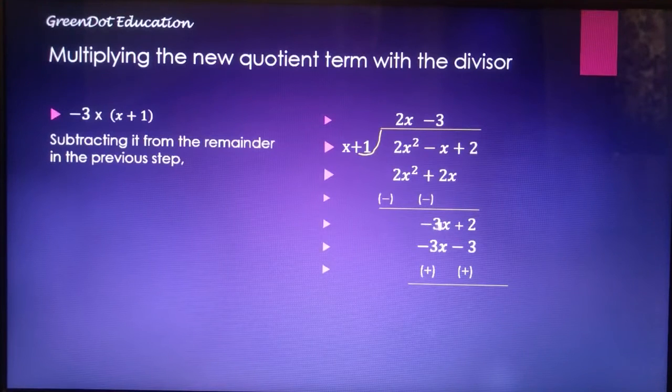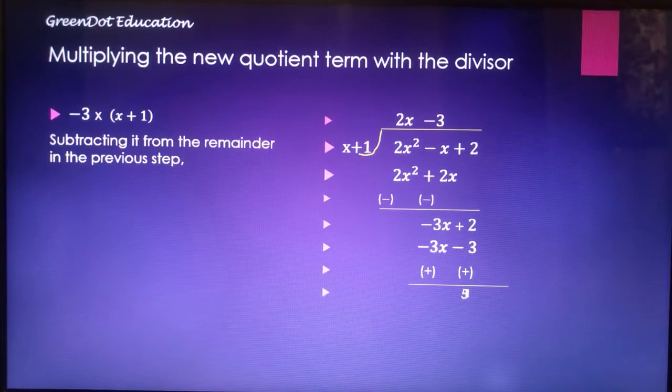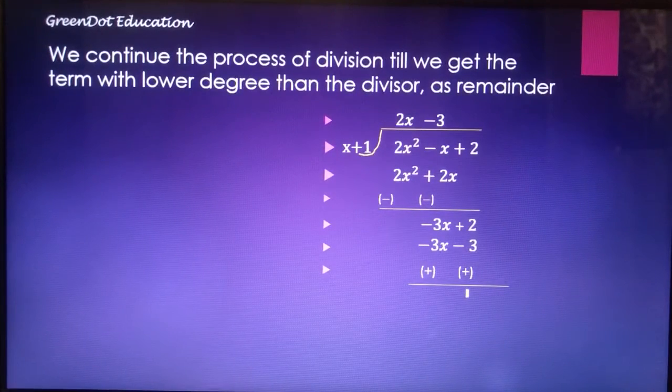Now subtracting this term from the dividend we got in the last step, we get here minus 3x and plus 3x, both are cancelled out, they give us 0, and here plus 2 and plus 3, plus and plus will give us plus, so we have to add 3 and 2, and when we add these, we get 5. So the remainder here is 5.